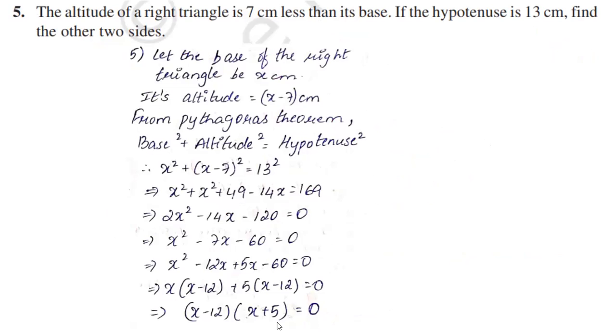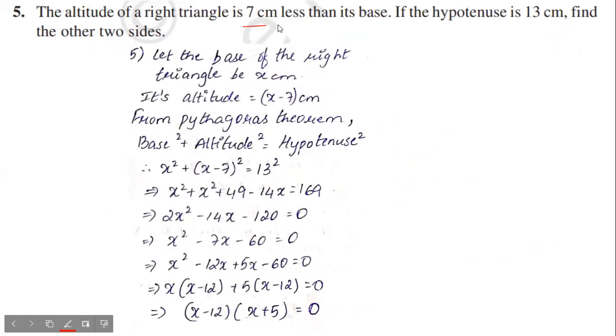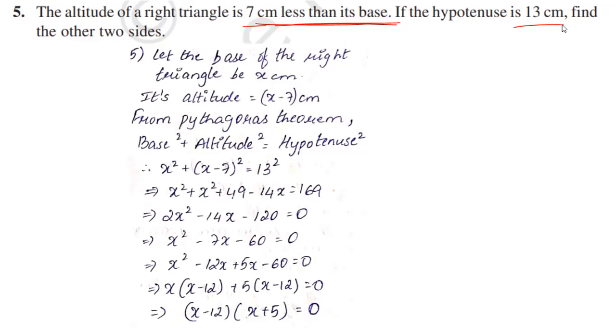The altitude of a right triangle is 7 centimeters less than its base. Underline the key terms in your textbook or wherever you are writing down the question. Underline the keywords. Hypotenuse is 13 centimeters. Find its two sides.